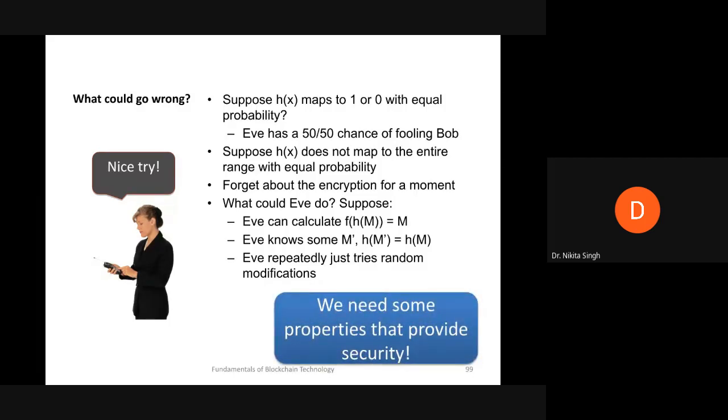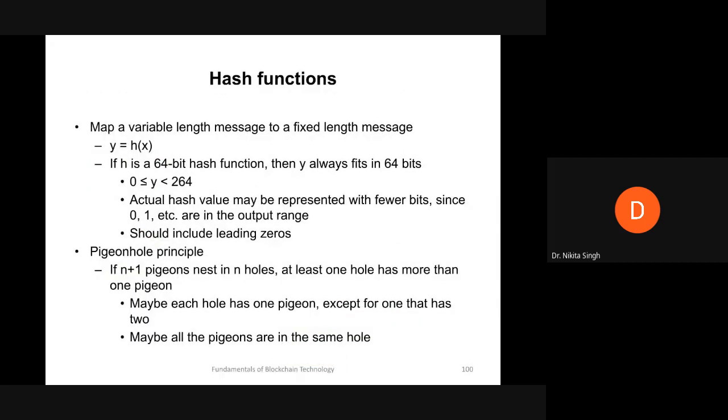So hash functions have some properties that provide us with security. So let us see what hash functions are. As already mentioned, a hash function maps a variable length input message to a fixed length output message. Suppose this x is a variable length input message, we pass it through the hash function. The output, that is this y, will always be of fixed length.